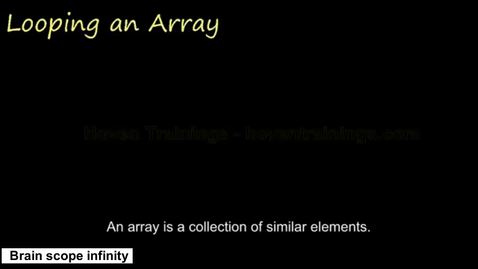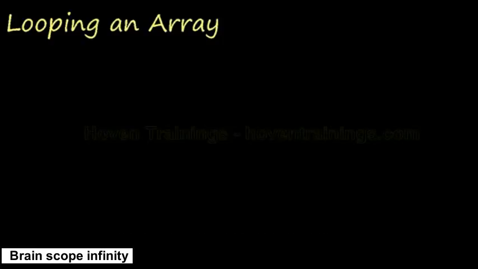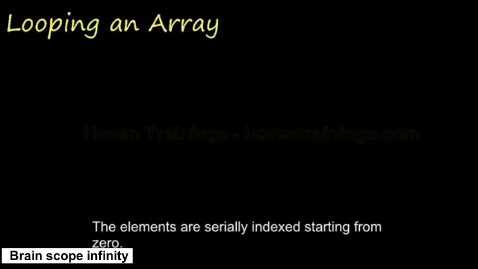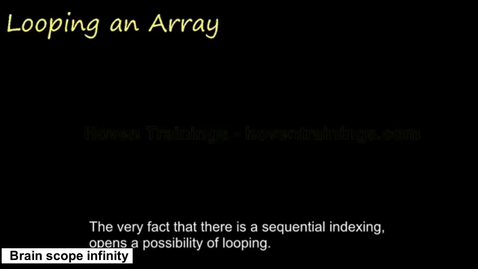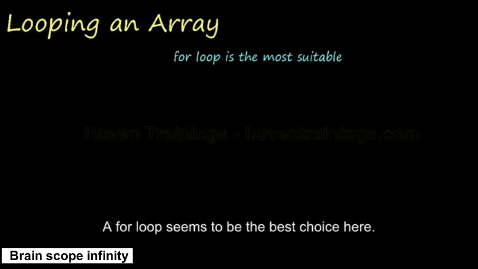An array is a collection of similar elements. The elements are serially indexed starting from 0. The very fact that there is a sequential indexing opens a possibility of looping. A for loop seems to be the best choice here.